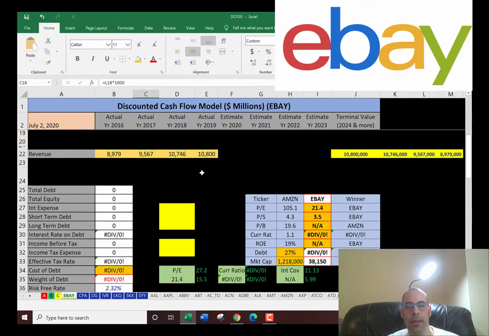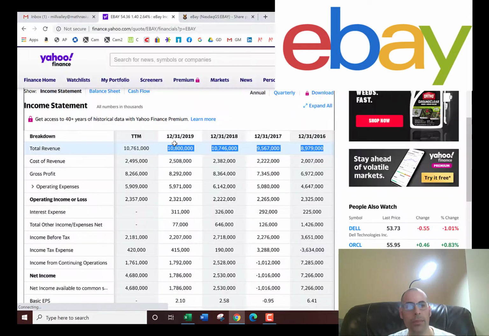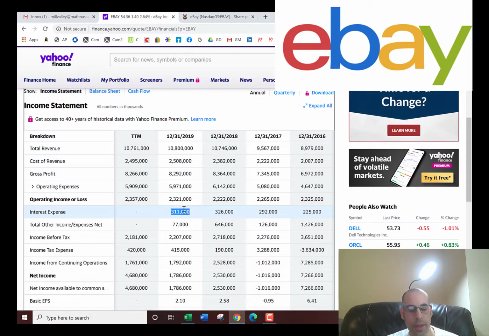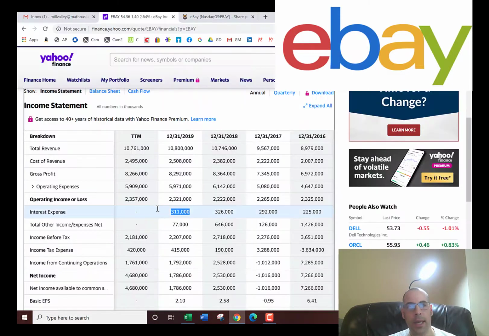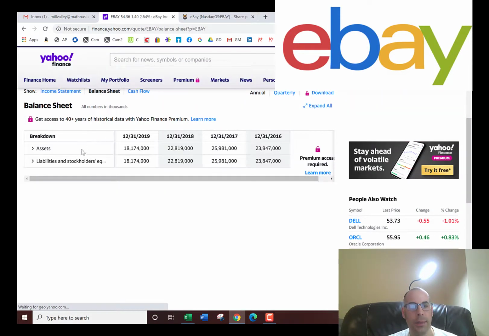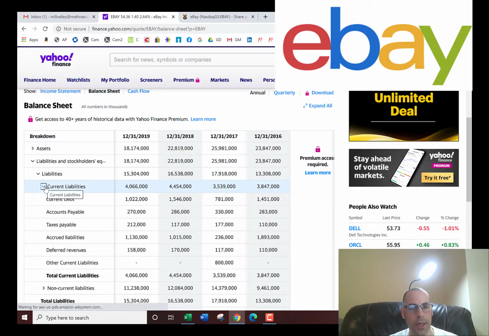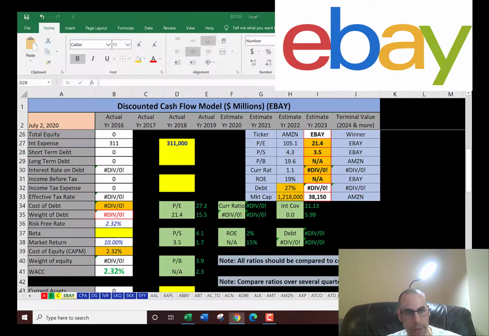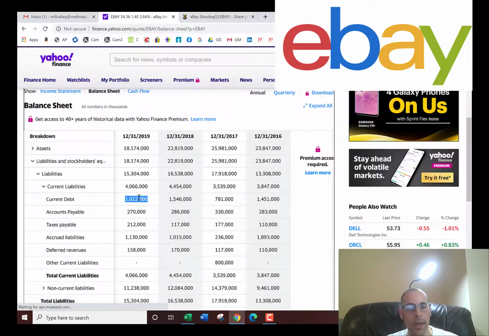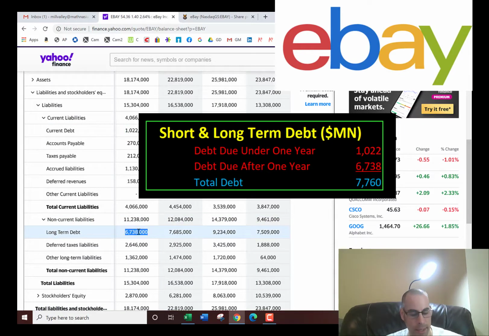But let's get the capital structure of the company so we know what to discount the future cash flows by. So they pay $311 million of interest on their debt, and that's on the income statement. And we'll go to the balance sheet to see how much debt they have. Then we'll go to the liability section. And under current liabilities, it shows current debt of $1 billion. And then under non-current liabilities, it shows long-term debt of $6.7 billion.